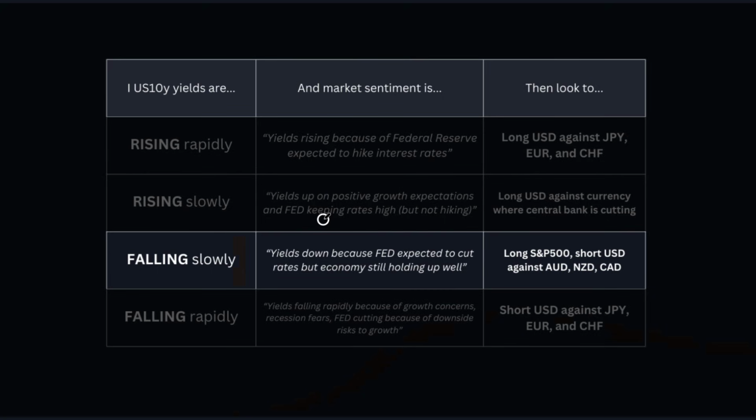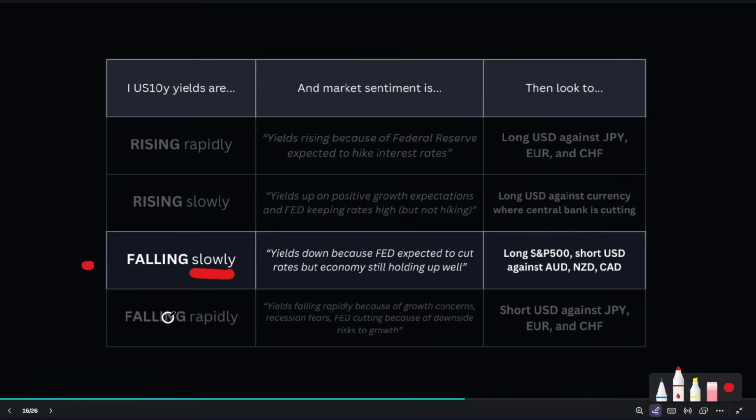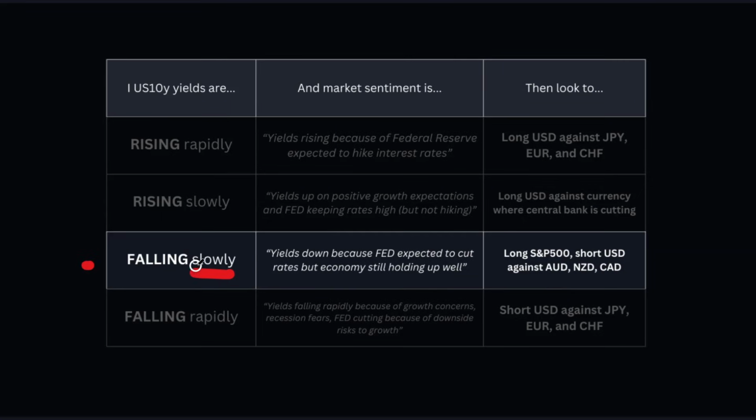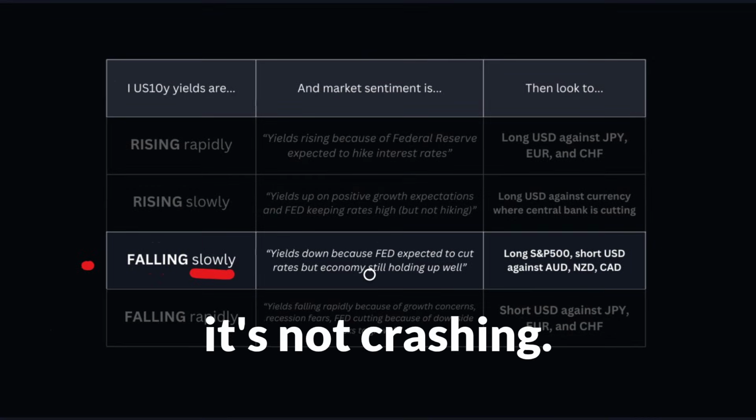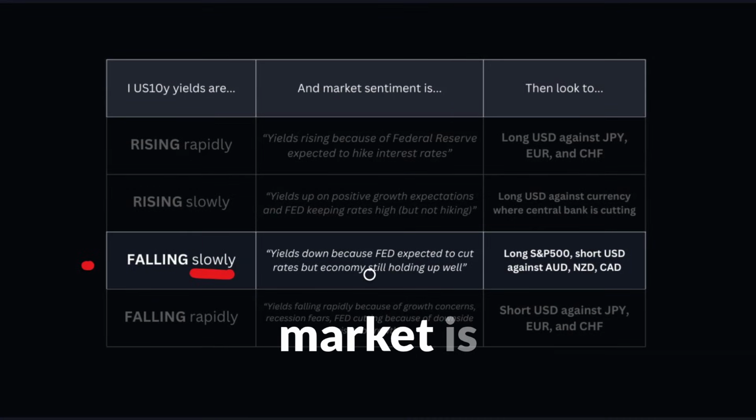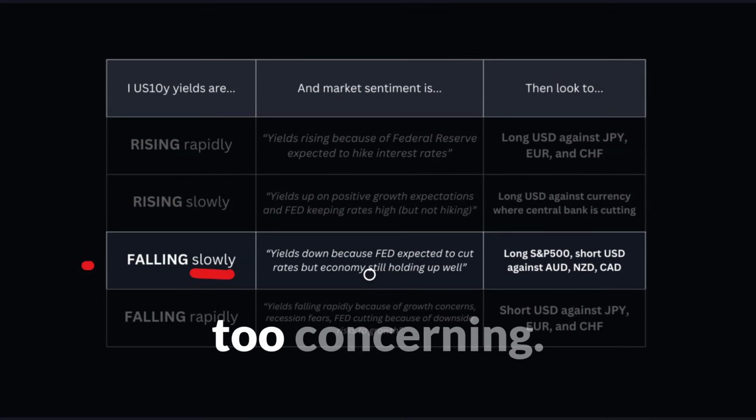Now we flip the script. We go into lower yields. Yields are falling slowly. Why? Why do yields fall? Well, yields fall because inflation is cooling, the economy is weakening, it's not crashing yet. We're going to get to that in a second, but the economy is slowly weakening. Yields down because the Fed is expected to cut, but the economy is still holding up well. Again, it's not crashing. It's doing okay. Maybe the labor market is softening a little bit, but nothing too concerning.